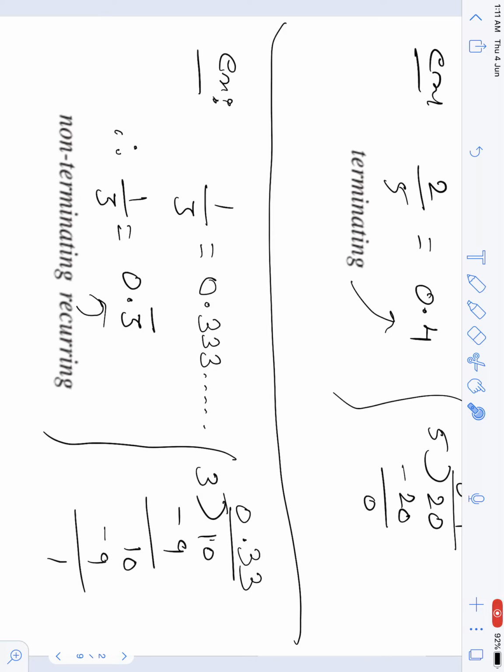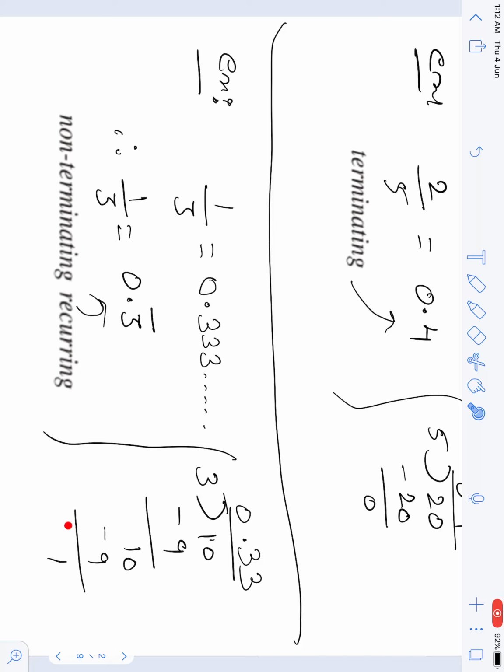Here the digit 3 repeats itself again and again. So instead of writing the repeating digits, we write it in a different form, that is 0.3 bar. Remember that the bar is present only above the digit which is repeating. Since some digits are repeating again and again, we say that the decimal expansion of 1 upon 3 is non-terminating recurring.